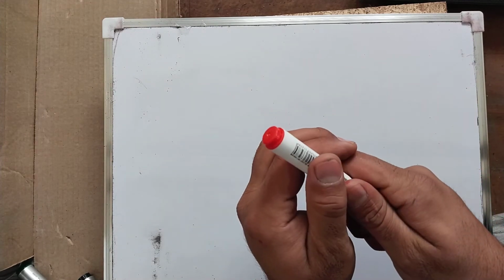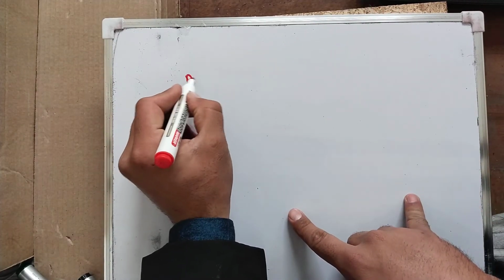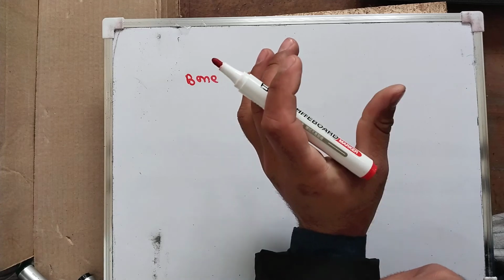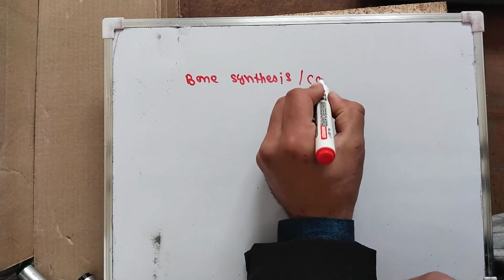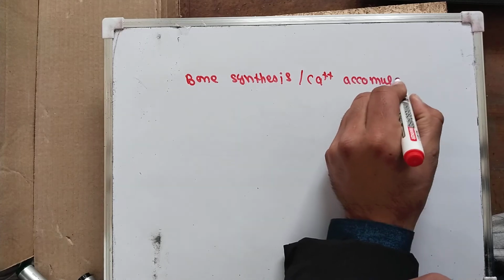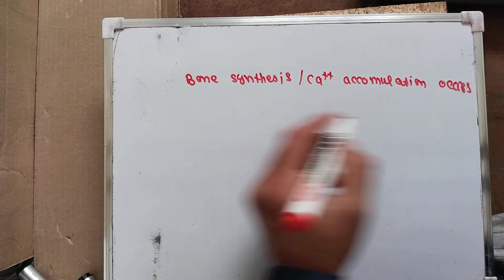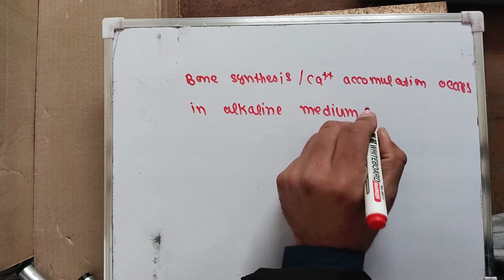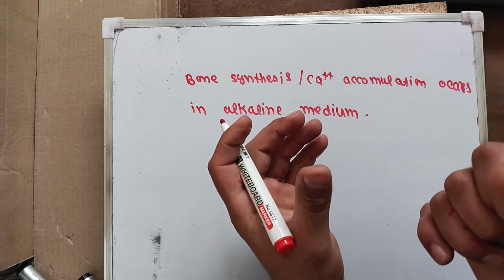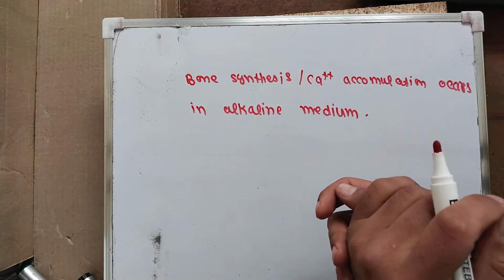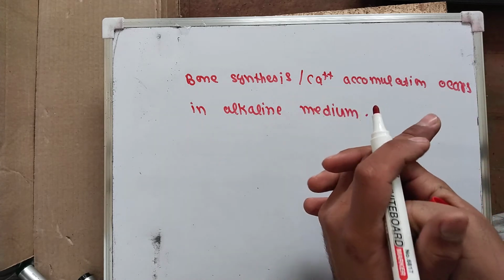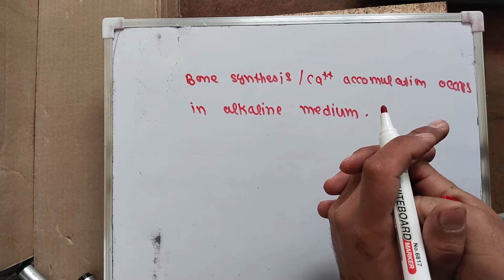Now the most important point to be noted is that bone synthesis occurs in alkaline medium. With respect to calcium, we can say that in any organ, calcium accumulation occurs in alkaline medium. This is the most important point to be noted. Calcium ion accumulation occurs in the bone or in any other organ, for example in the lungs, in the kidney. Calcium accumulation will occur in all the places where there is alkaline medium.